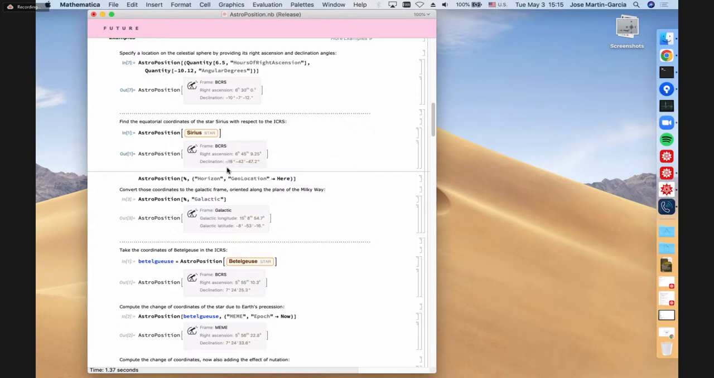But what I'm saying is, I just want to know the position of Sirius in the sky. This is a specification of the position of Sirius in the sky. It's just that it may not be with respect to the three axes that you want. Astronomers are more likely to use right ascension and declination as the sky position, whereas an amateur astronomer might be more interested in how high it is above my horizon. So it depends on who your audience is.